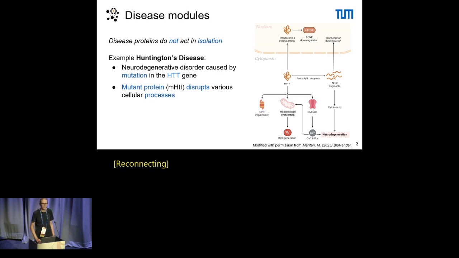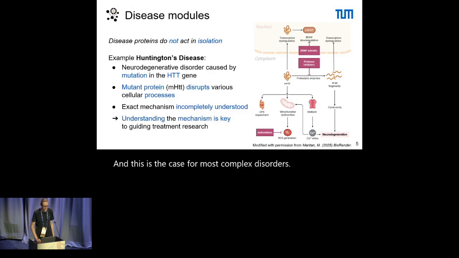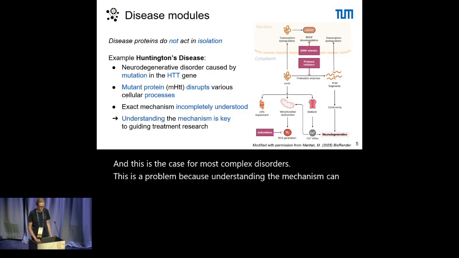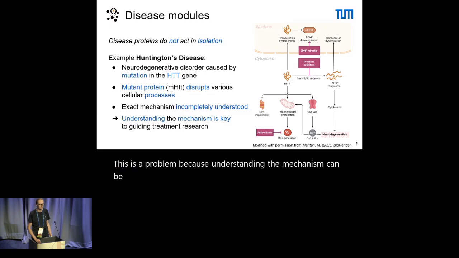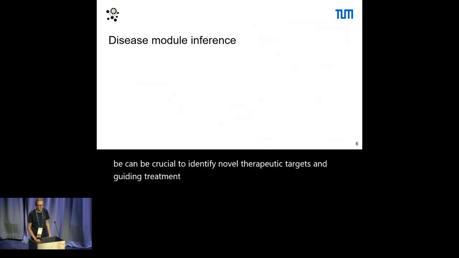But despite all those puzzle pieces, we still don't understand the full details of the exact mechanism, and this is the case for most complex disorders. This is a problem because understanding the mechanism can be crucial to identify novel therapeutic targets and guiding treatment research. And this is now where disease module inference comes in.